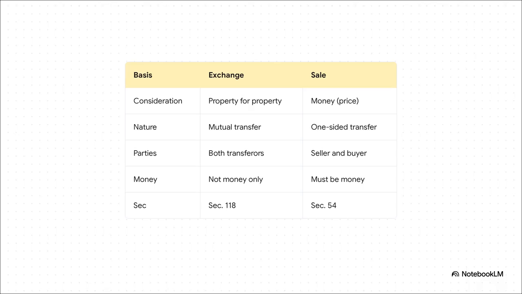Row 2, nature. Exchange is a mutual transfer. Sale is a one-sided transfer. Row 3, parties. In exchange, both are transferors and transferees. In sale, there is a distinct seller and buyer. Row 4, money involvement. Exchange is not money only. Sale must be money. And finally, row 5, the governing section. Exchange is Section 118, sale is Section 54.